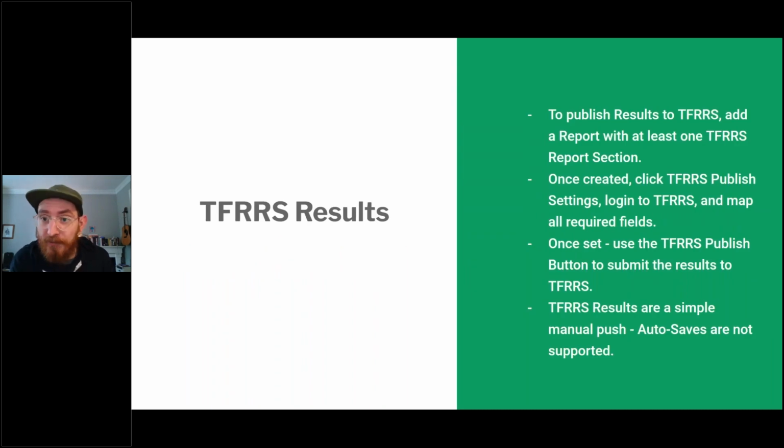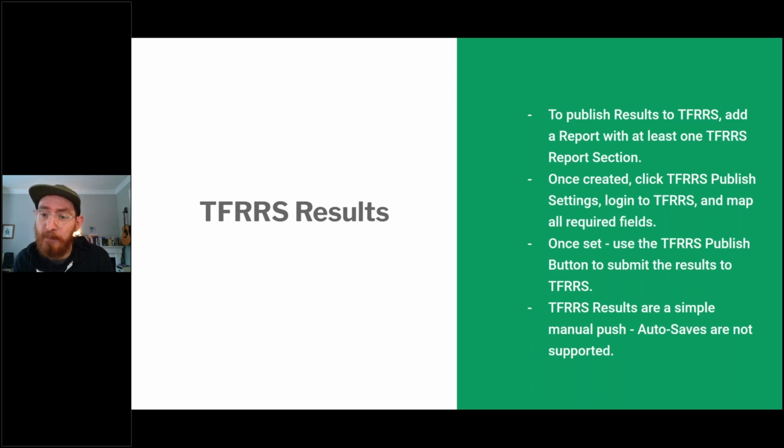So if you are using TFIRS, again, I'll just do a quick overview here. You just have to add a report with at least one TFIRS report section. Usually you add multiple within it, but you can just do one. Once you've created this, you'll have this option where you usually see autosaves. It'll say TFIRS publish settings. You do that, you log into TFIRS using your user account for TFIRS, and you have to set up a few different fields. You have to make sure that you enter in any required information by TFIRS that's missing, and so on and so forth.